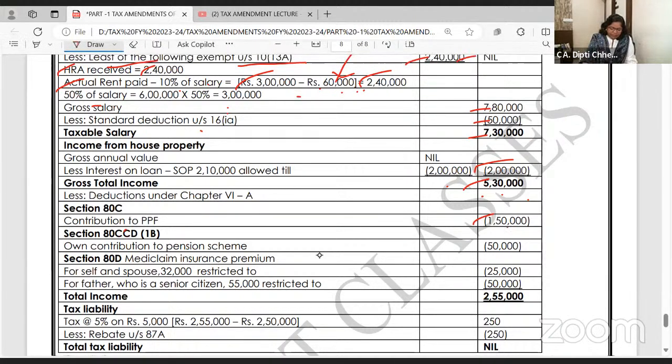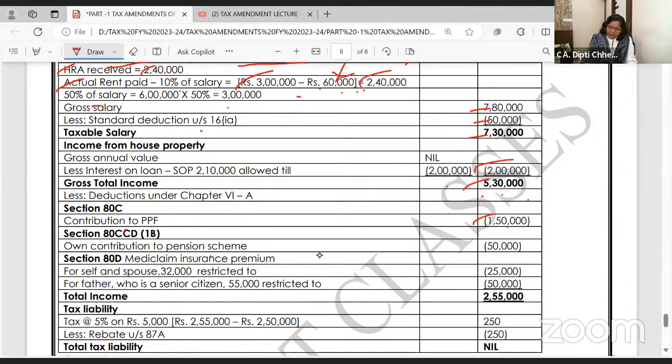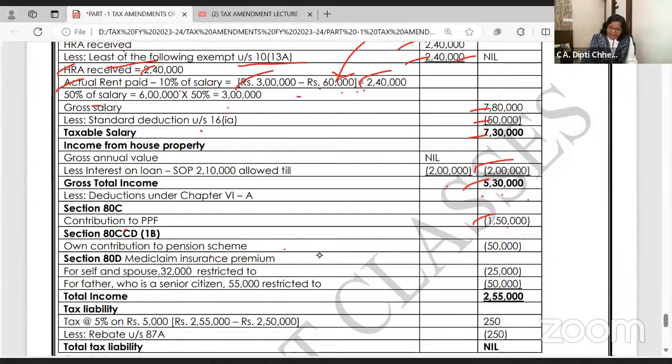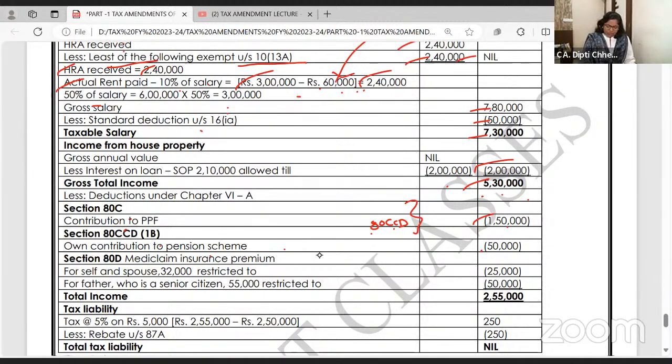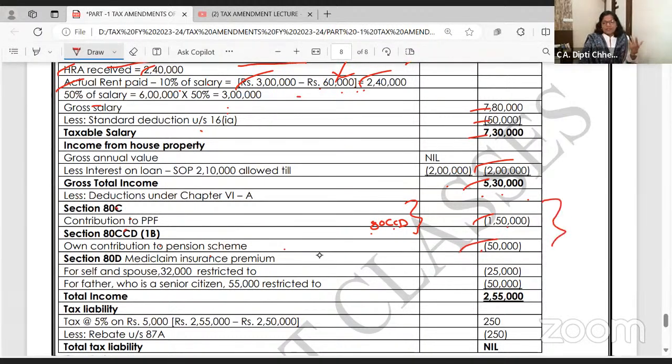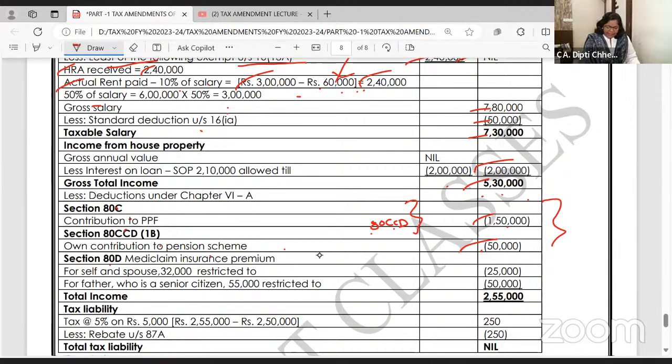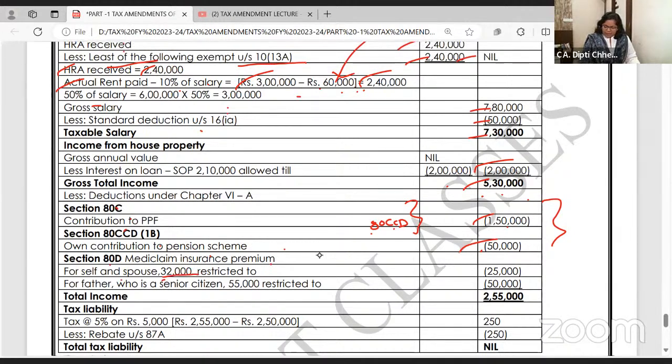Contribution to PPF 1,50,000. Own contribution to pension scheme 80CCD(1B). National Pension Scheme mein what you contribute. But ma'am, there they had written 80CCD. If you take 80CCD and 80C, there's an upper limit of 1,50,000 which is already over. So can you take this as contribution separately under 80CCD(1B)? Yes. Now this is how it comes, you need to check once. 80D, mediclaim for self and spouse 32 but allowed till 25. For parents, it's 55 but allowed till 50.